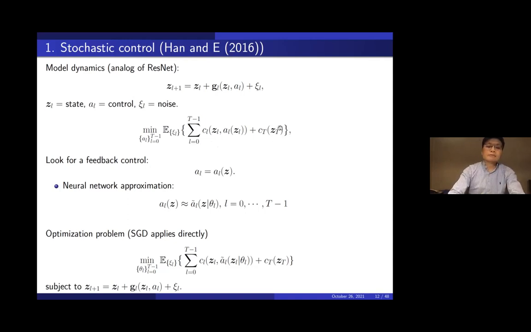So what's important is that this is a stochastic optimization problem. The objective function is some sort of expectation. That's important because we can readily use SGD. So we look for feedback control, meaning that control is a function of the state. And let's just abstractly think about approximating this function by some neural network.